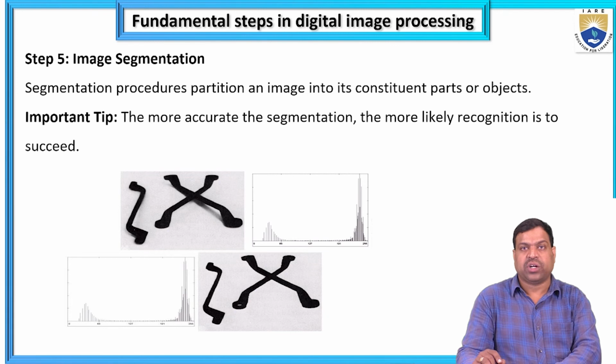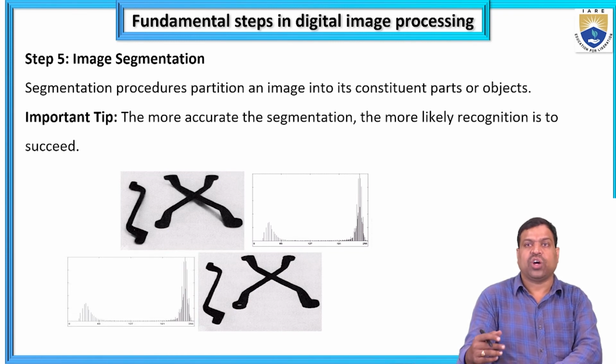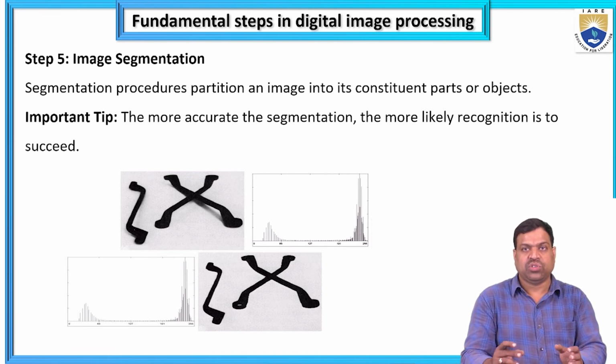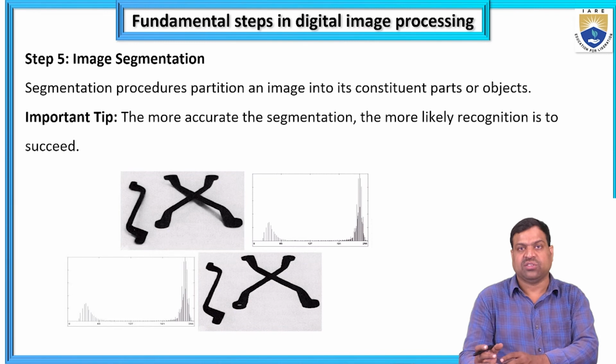So what is the important tip for segmentation? The more accurate the segmentation, the more likely recognition is to succeed. Suppose I have a very accurate image, with very high image accuracy. Then it is easy to segment the image. Okay, that is one.